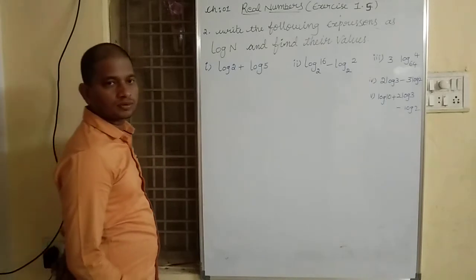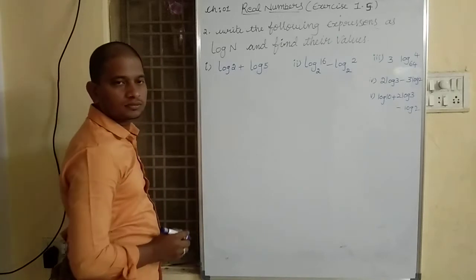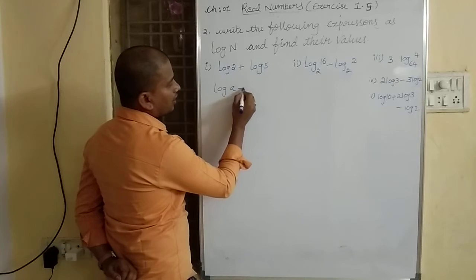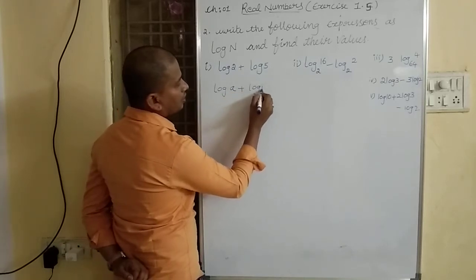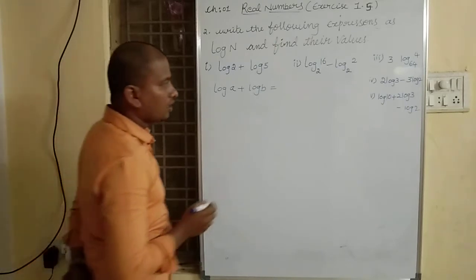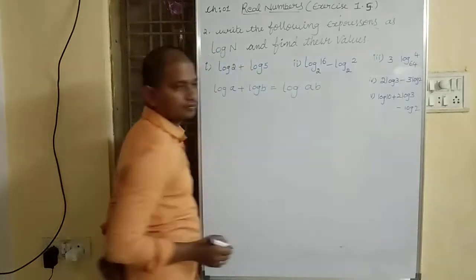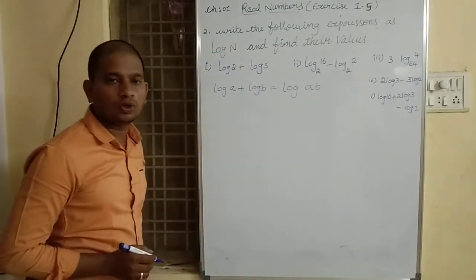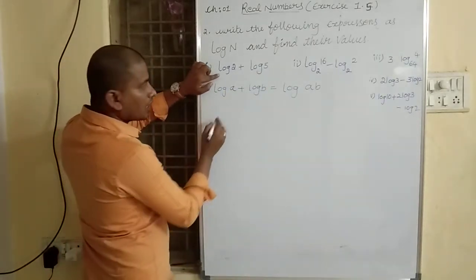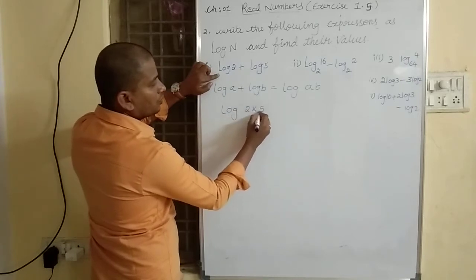See here, the first question is log 2 plus log 5, which is in the form of log A plus log B. We can write it as log AB, which is our product rule. So log 2 plus log 5 I can write as log 2 into 5.